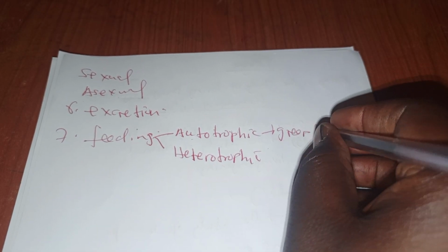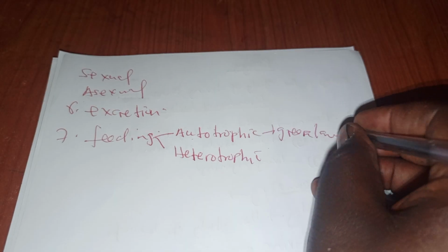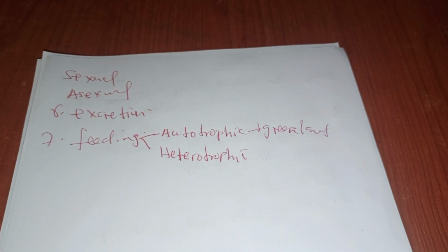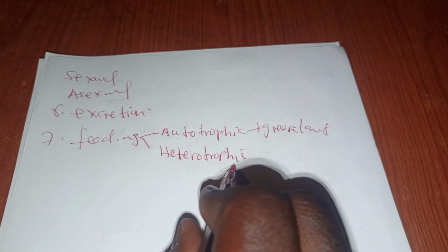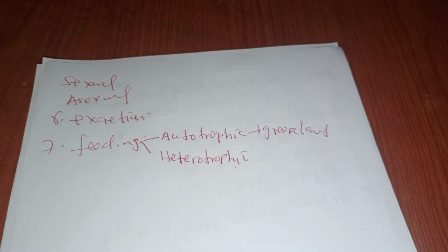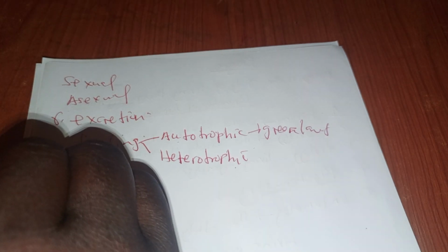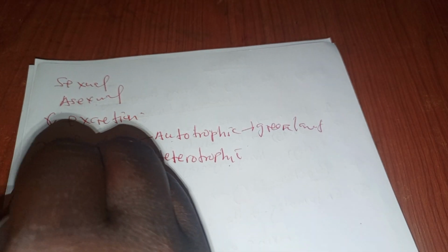Green plants are able to make their own food by the process called photosynthesis. While heterotrophic nutrition is the type of nutrition where organisms take in food that is already present in the bodies of other organisms. Then the last one, number 8, is irritability.